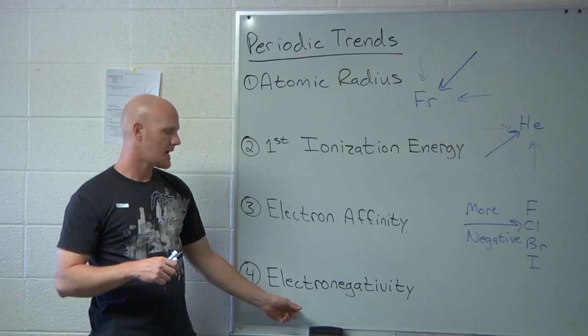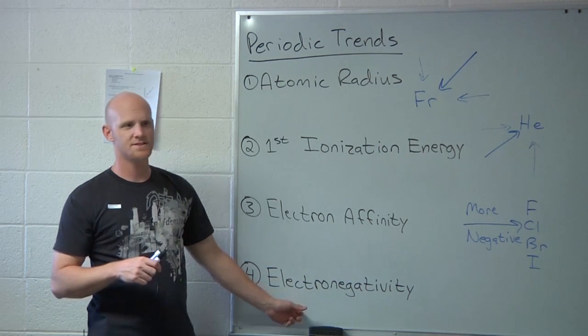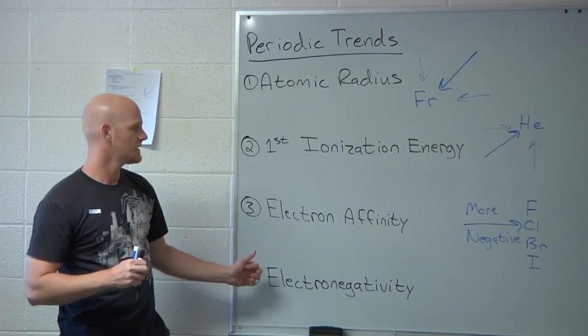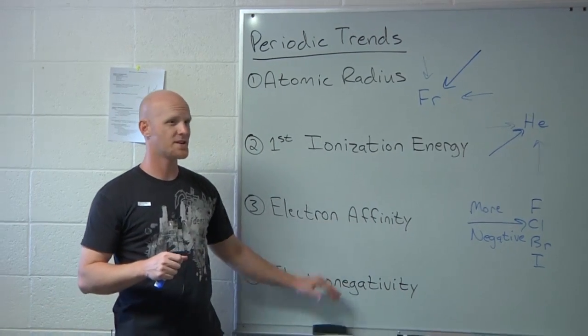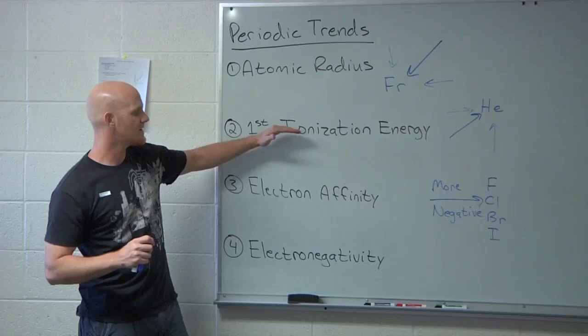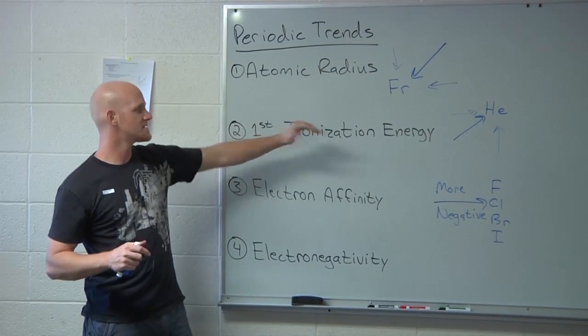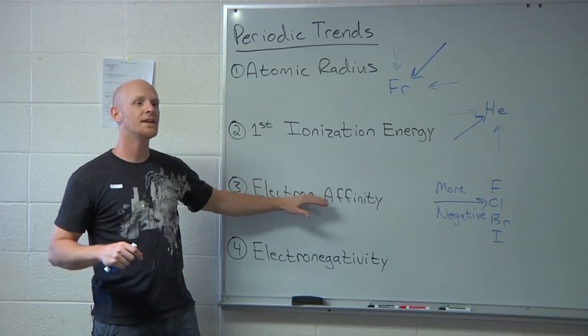Okay, the last one on the list is electronegativity. Now a lot of students confuse electron affinity and electronegativity. So, and if you look, ionization energy and electron affinity go together. This is energy of losing an electron, this is energy of gaining an electron.